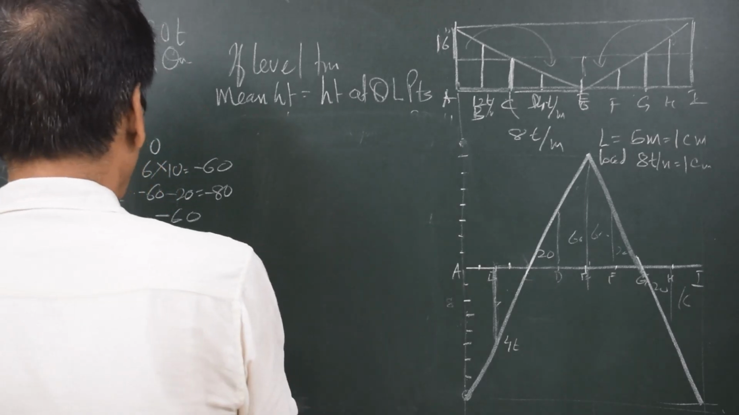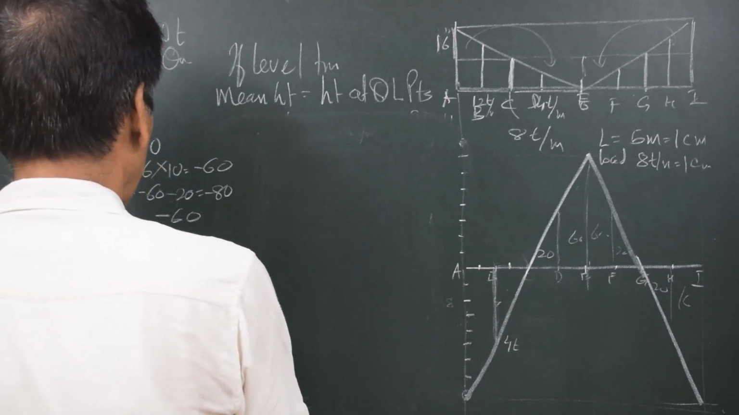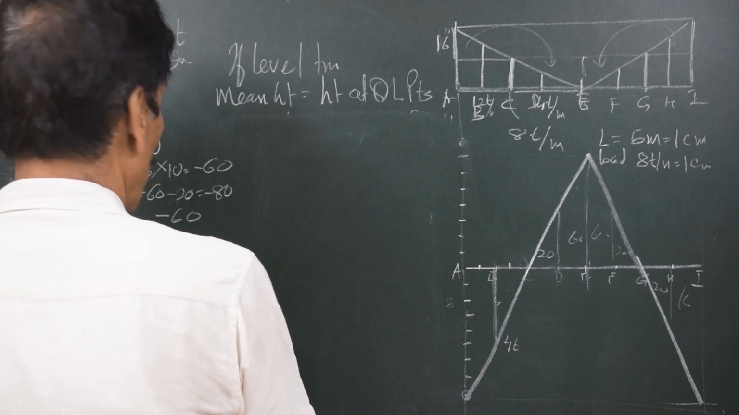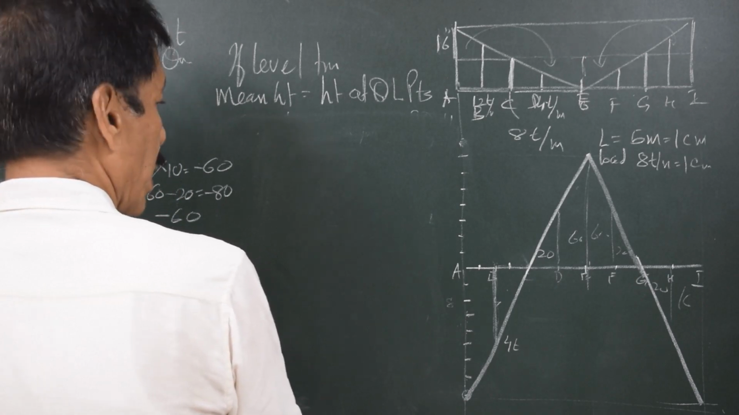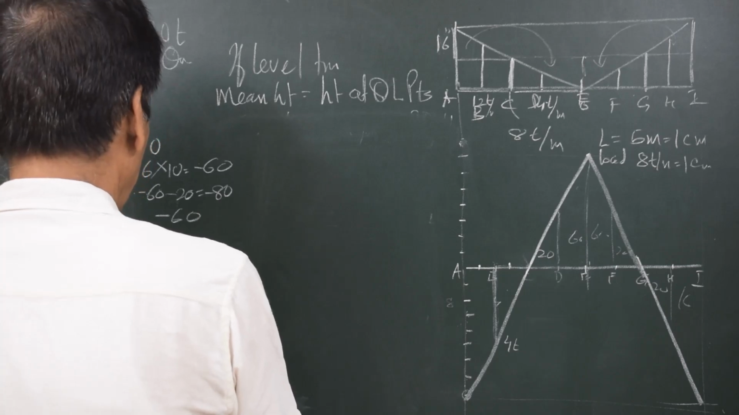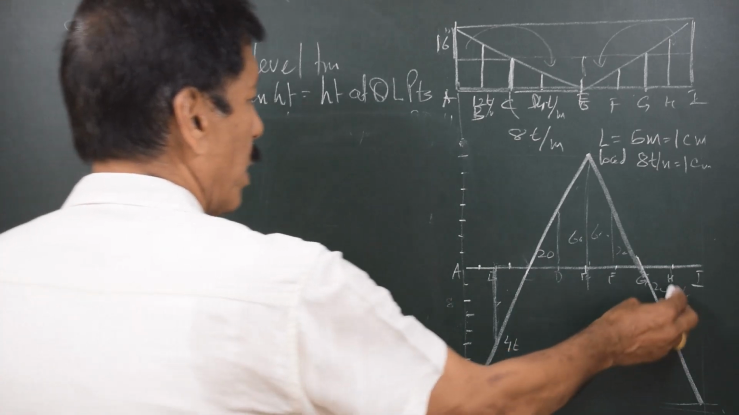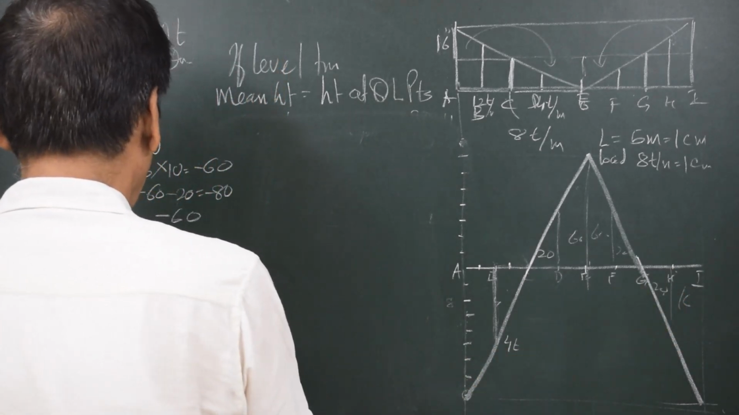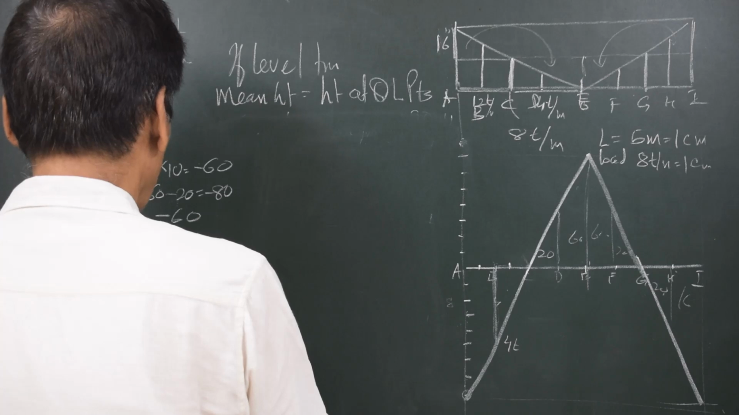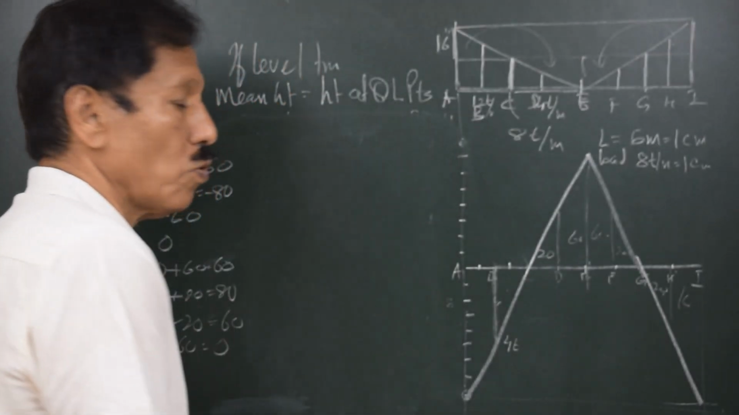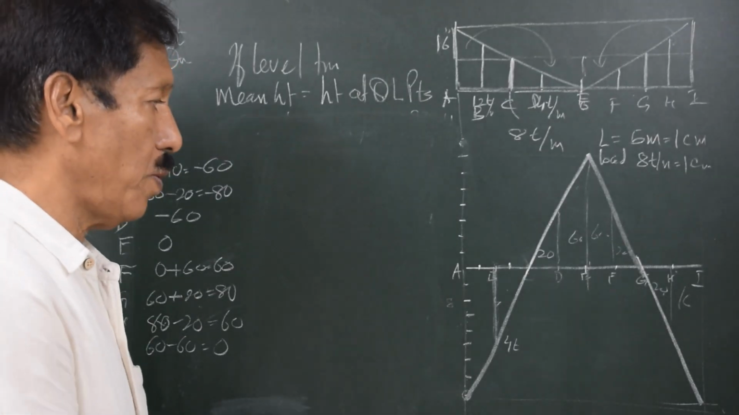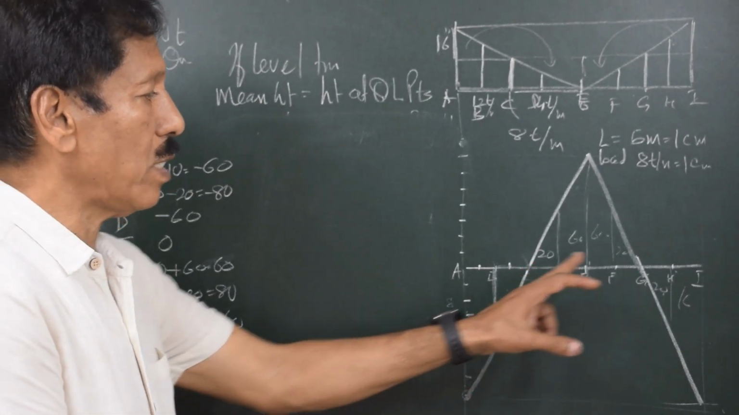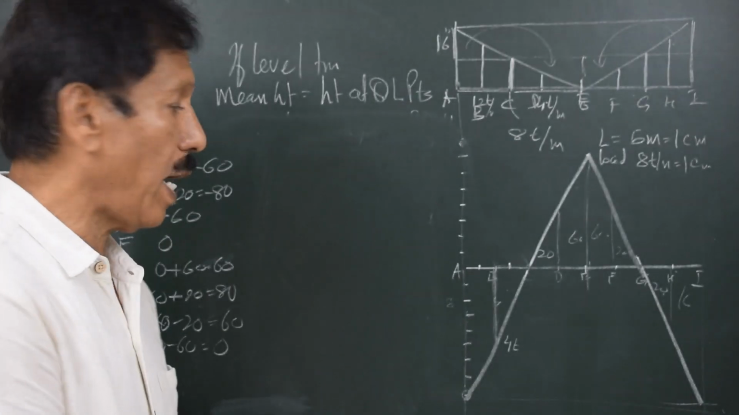At F it will be 0 plus 60, that is 60. At G it will be 60 plus 20, that is 80. Then I have 80 minus 20 over here, this is minus area. 80 minus 20 is 60, and then I have 60 minus 60 equal to 0. So the shear force value starts from 0, ends at 0, and I'm expecting that the shear force value is maximum at the point where the load curve intersects the x-axis.